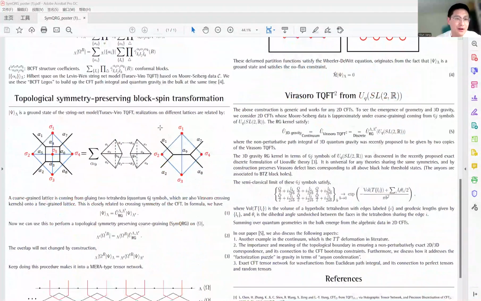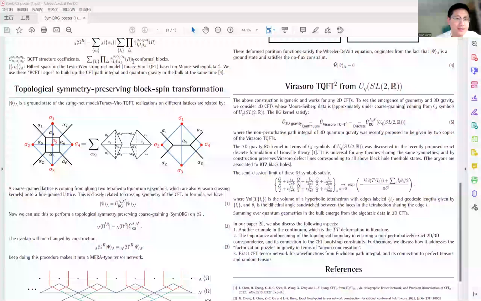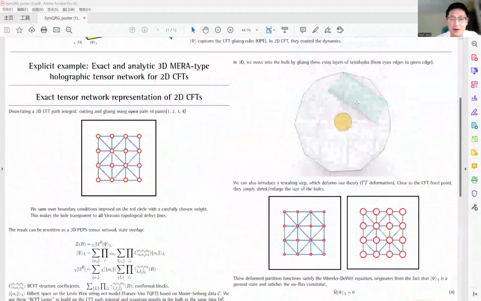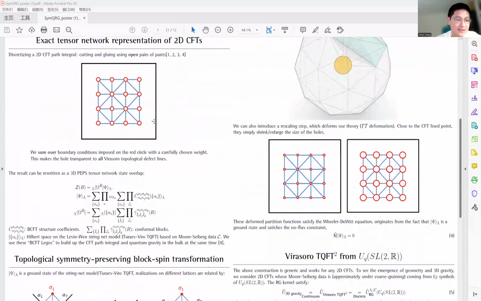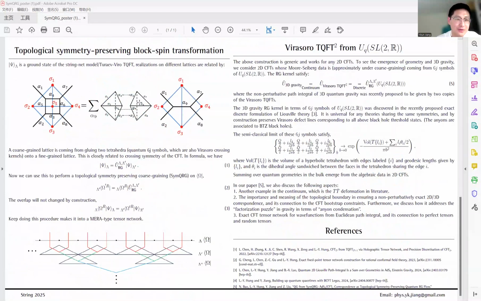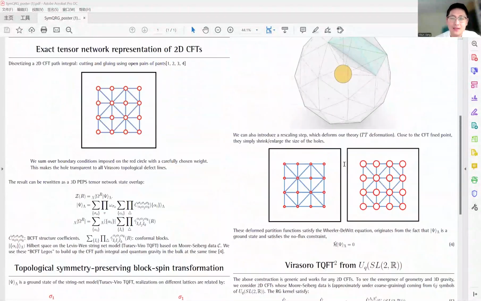And next, we introduce the RG procedure. Because the cat state is a topological ground state, it can be retriangulated. And the retriangulation is done by attaching an extra layer of tetrahedra onto it, just like this diagram. When we do that, instead of gluing the tetrahedra onto the cat state, we glue them to the bra state. Then we will perform RG flow on these bra states. And when we keep doing it, we get a mirror-type tensor network.